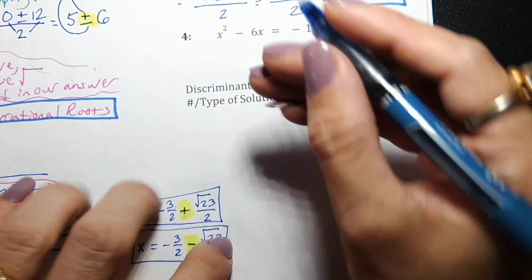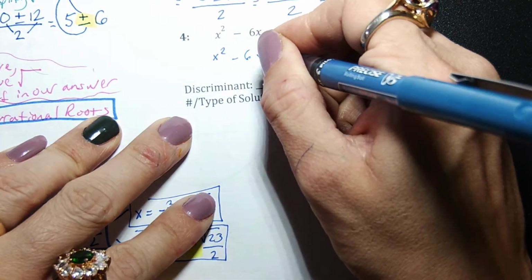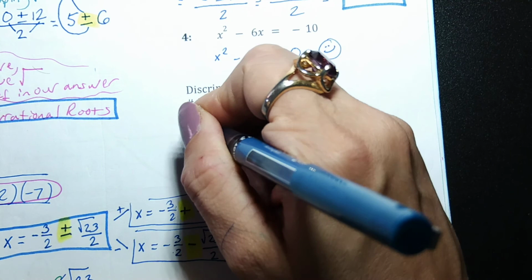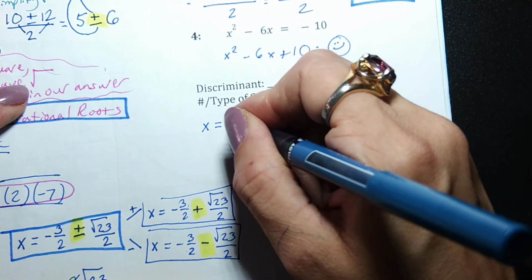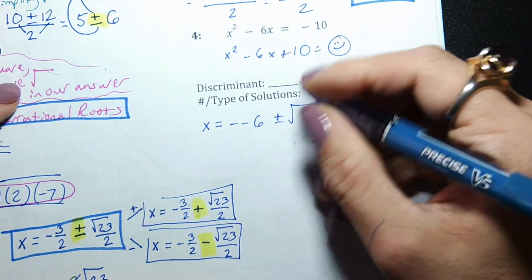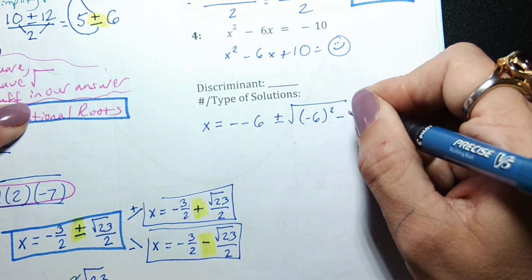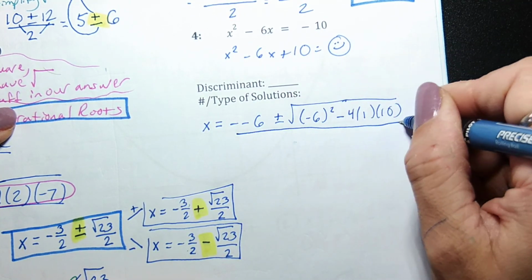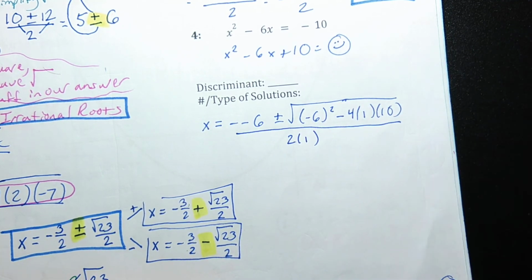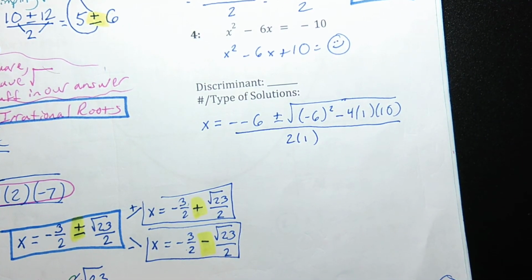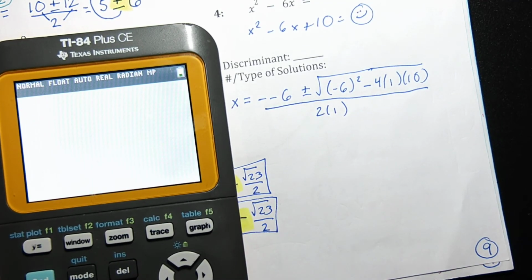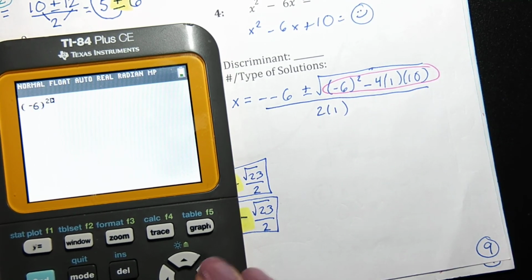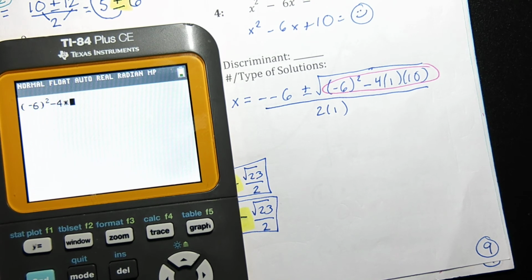All right, standard form first. X squared minus 6x plus 10 equals 0. Quadratic formula is negative b, negative 6 plus or minus the square root of b squared, don't forget your parentheses, minus 4ac, all over 2a. So again, on your calculator for the discriminant, make sure you've got the parentheses, then little negative 6 squared, big minus sign 4 times 1 times 10.